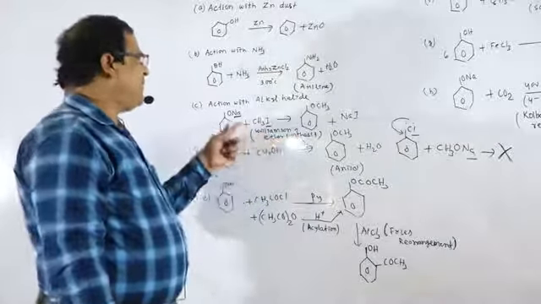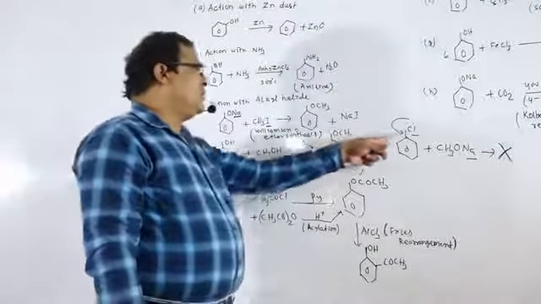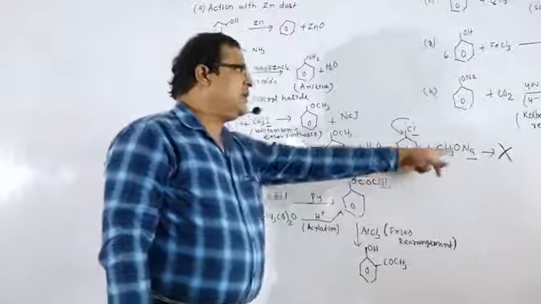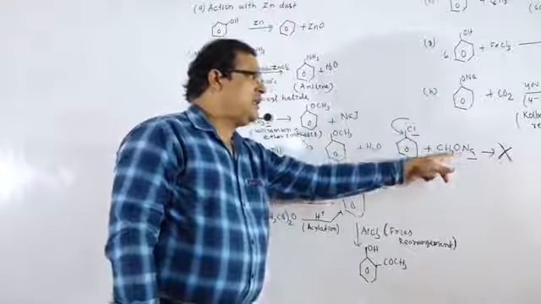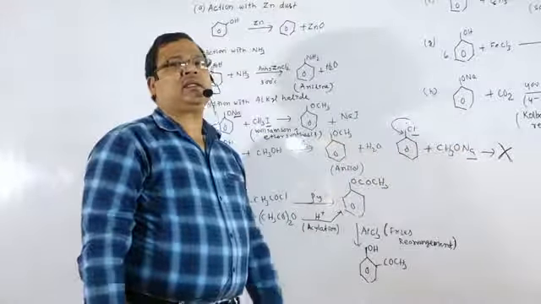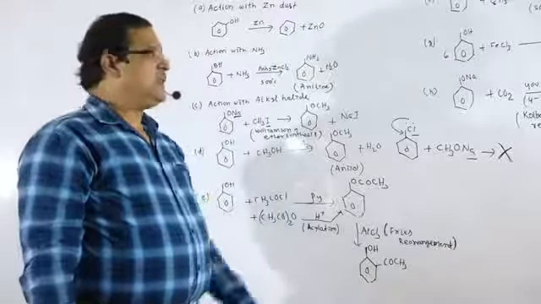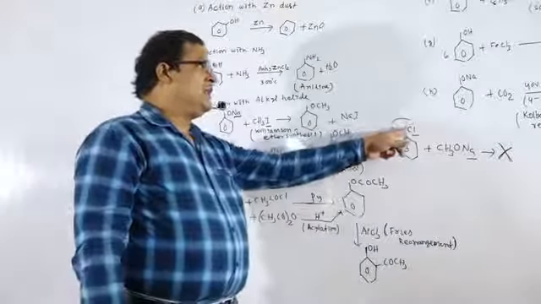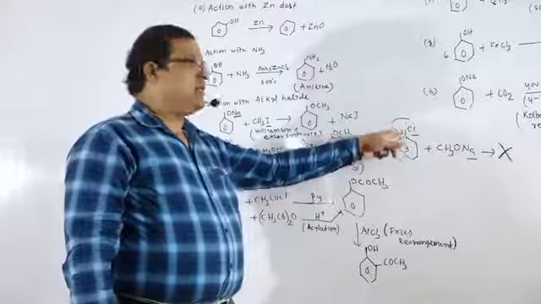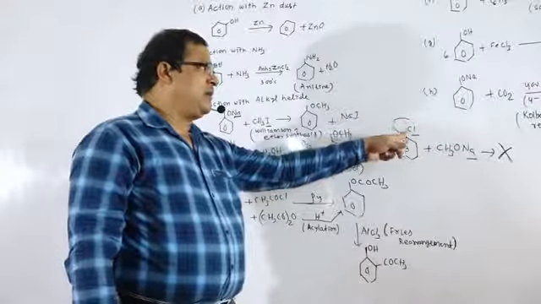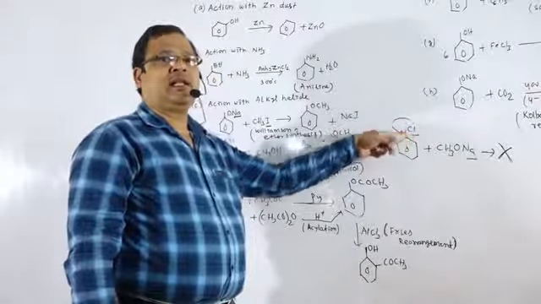But if we take chlorobenzene and sodium methoxide, there is no chance of formation of anisole, because chlorobenzene is least reactive. Because of resonance, there is the development of double bond character. This bond cannot easily break.